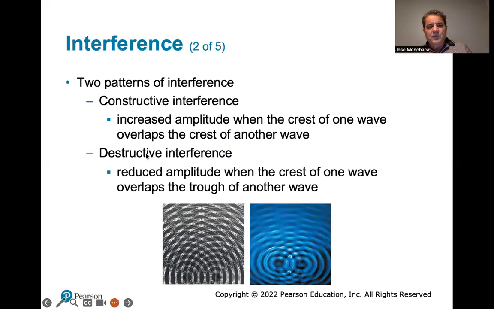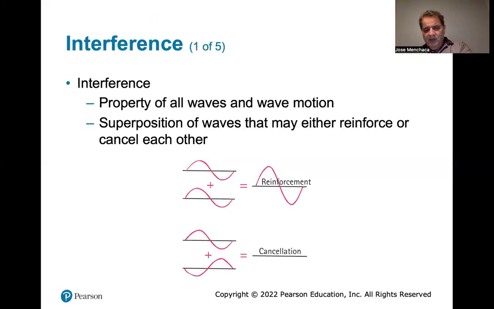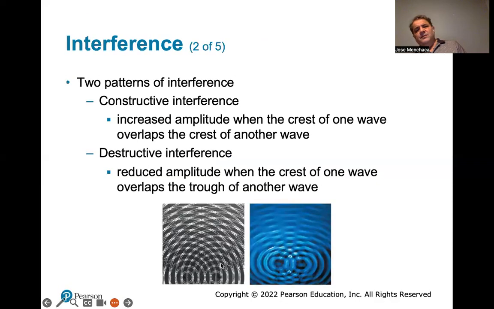Okay. Two patterns of interference: constructive interference, the increased amplitude when the crest of one wave overlaps the crest of another wave. And there's destructive interference, reduced amplitude when the crest of one wave overlaps the trough of another wave. And that's what we see up here: we have the crest here, and the trough here, and the crest here, and they cancel. So that's what they're talking about here. Destructive interference, reduced amplitude when the crest of one wave overlaps the trough of another wave.